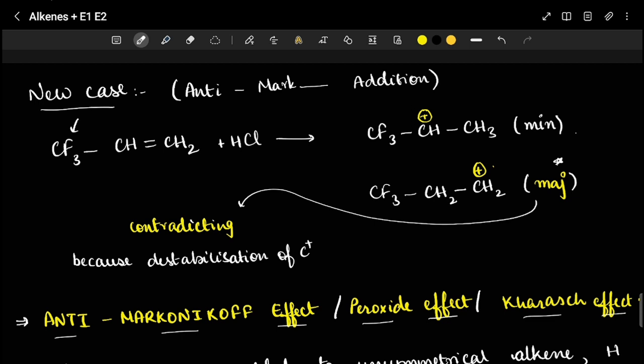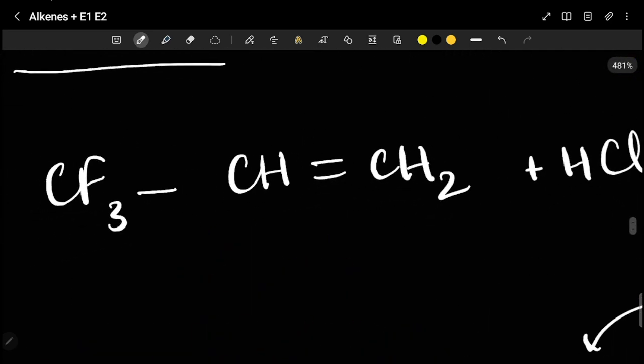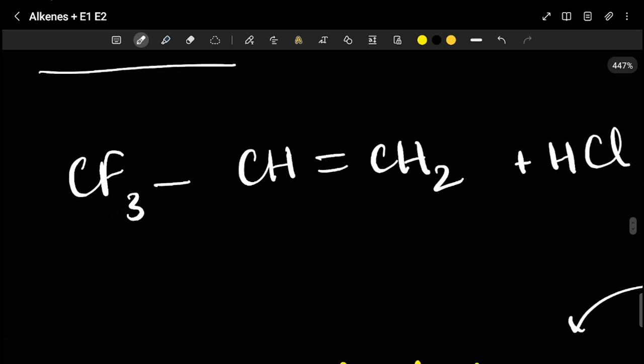So when the positive charge on the carbocation is increasing and you have a minus I group, or a withdrawing group, then the charge is increasing. When charge increases, the stability of course decreases. So here, when you have a minus I group, what is happening? Now, there are two cases. Just look here.